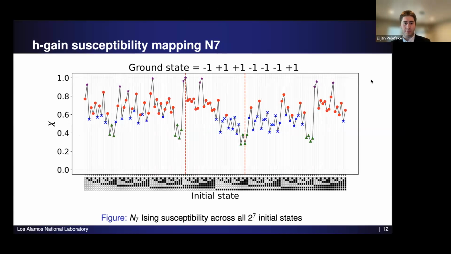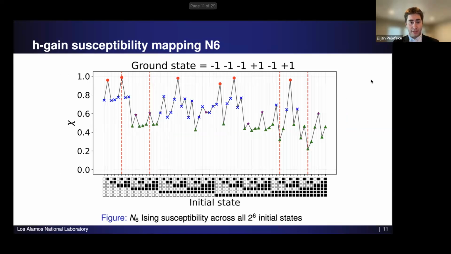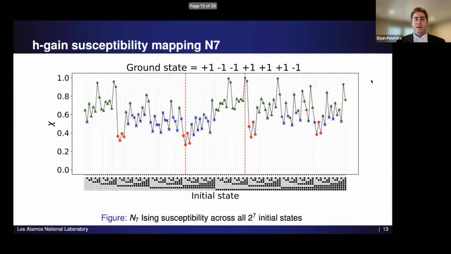All right, and here's an example for an N7 Ising. Again, you can see there's very clearly some wildly different behavior. Something I want to point out is you can clearly see symmetries in this state mapping, right? If you look at the middle of this plot, and then you imagine reflecting it across that axis, you can see that there's very clearly some interesting symmetries there. And this was also true with the N6 Ising as well.